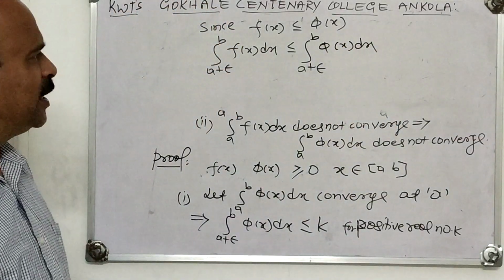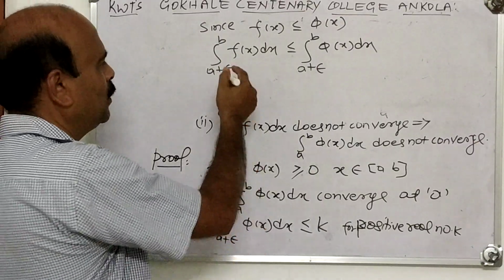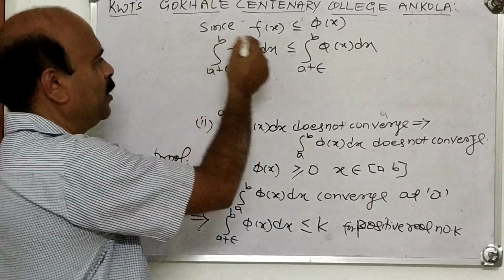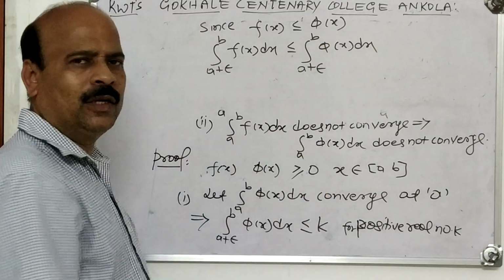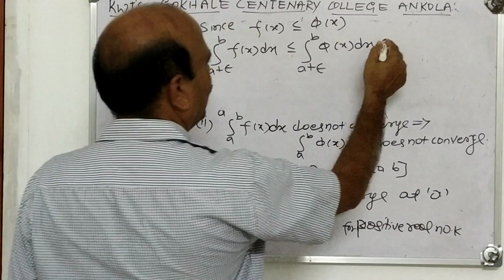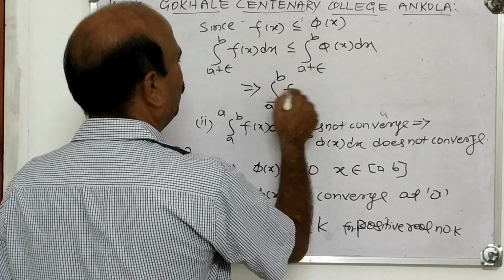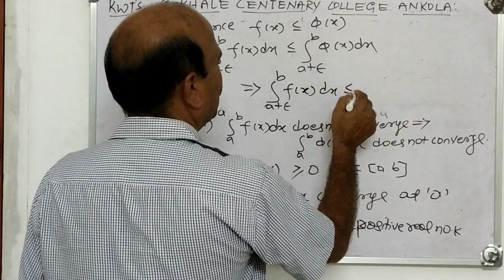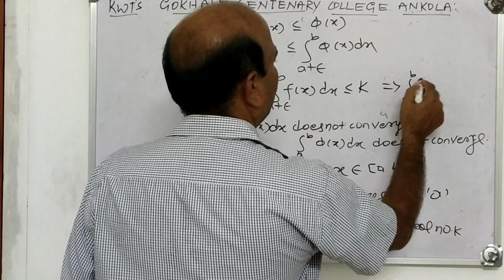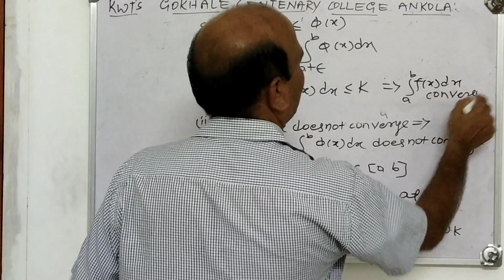In inequality of integrals, we have proved this one while studying Riemann integration: if f(x) is less than or equal to phi(x), then the integral from a to b of f(x) dx is less than or equal to the integral from a to b of phi(x) dx. Now, since this is less than k, the integral from a plus epsilon to b of f(x) dx is less than or equal to k. This implies the integral from a to b of f(x) dx converges.